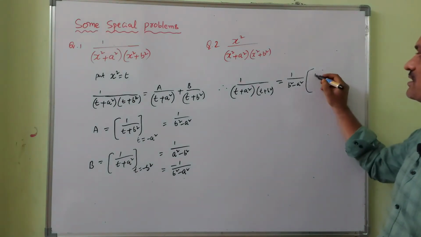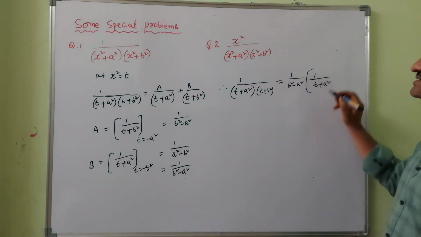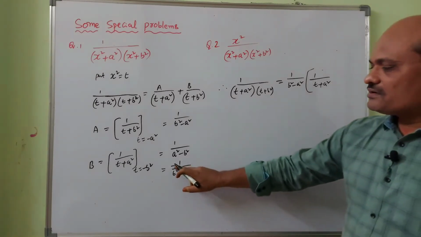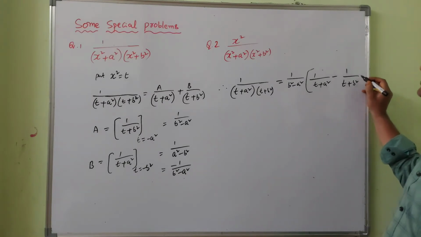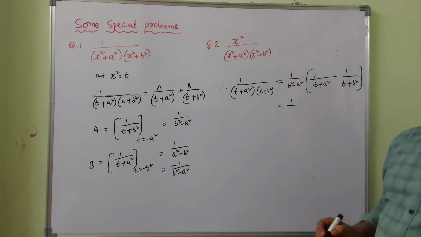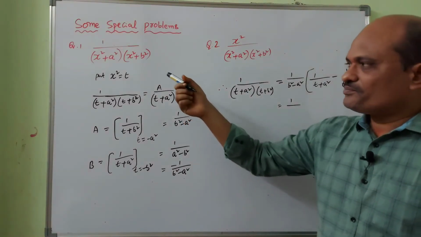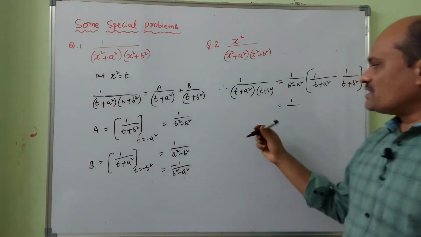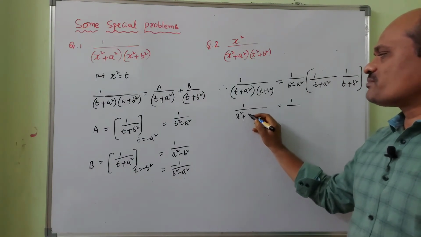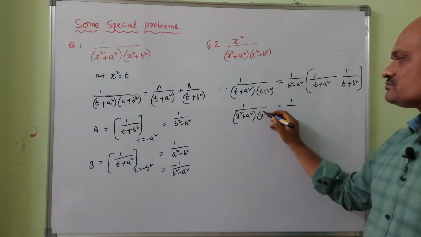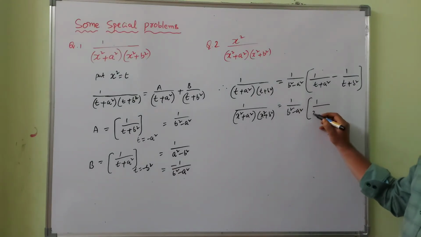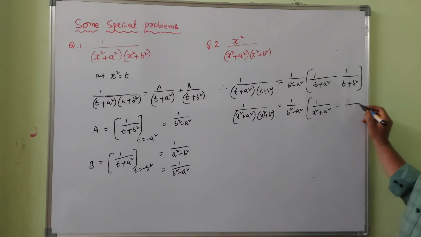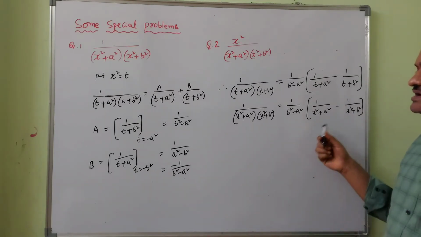Now what is the remaining thing? 1 by t plus a square, and here b is minus, so plus into minus, minus 1 by t plus b square you will get. Now as usual, get back to x. So what is t? X square. Write the answer: 1 by x square plus a square into x square plus b square is equal to 1 by b square minus a square into 1 by x square plus a square minus 1 by x square plus b square. These are the partial fractions.